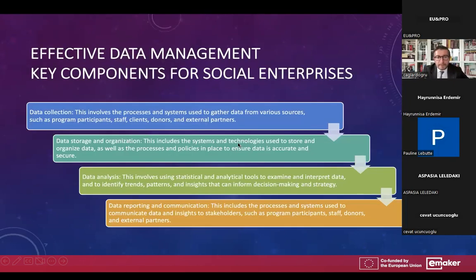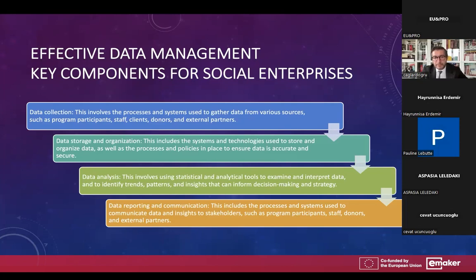So in order to operate effective data management, we need some key components in social enterprise issues. For example, data collection, data storage and organization, data analysis, and data reporting and communication are all important for data management. We can call them data management steps.